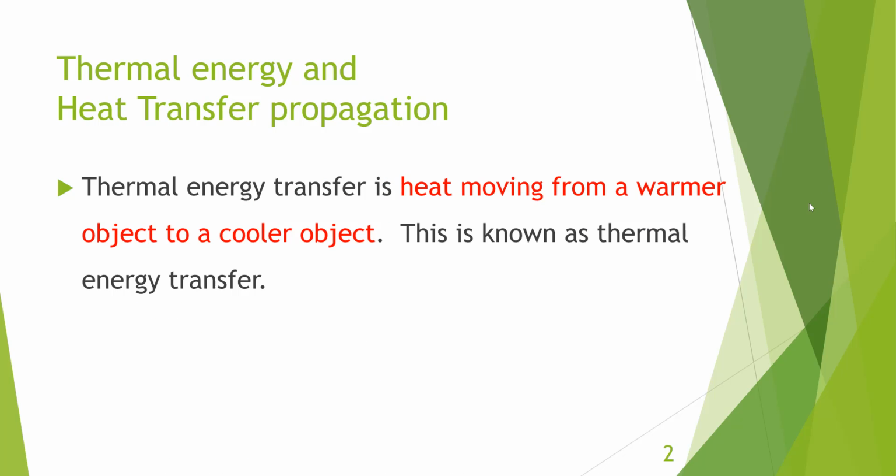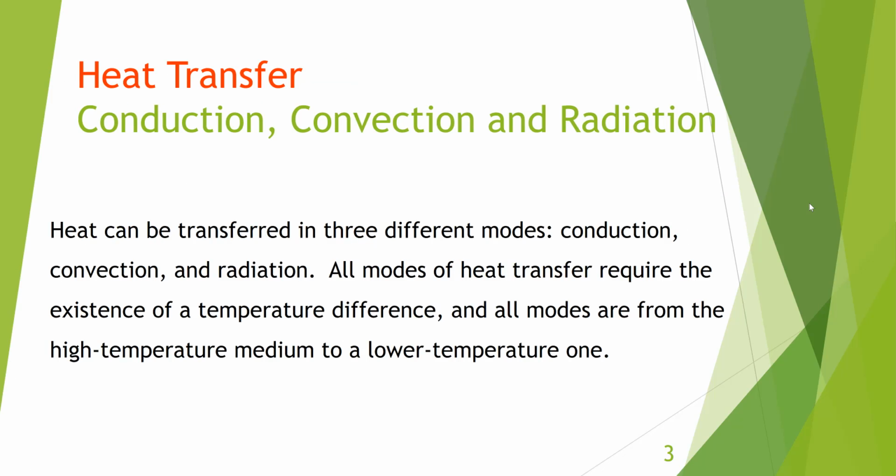So thermal energy and heat transfer propagation. Thermal energy transfer is heat moving from a warmer object to a cooler object. This is known as thermal energy transfer. We all know in thermodynamics that heat moves from hot bodies to cool bodies. So the heat transfer moves through conduction, convection, and radiation. Heat can be transferred in three different modes: conduction, convection, and radiation.